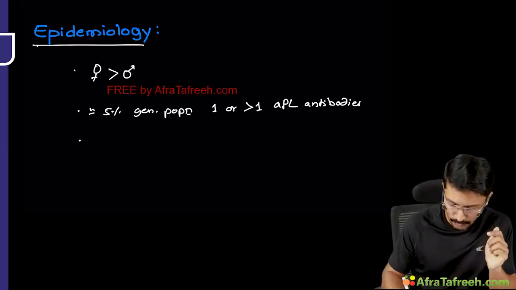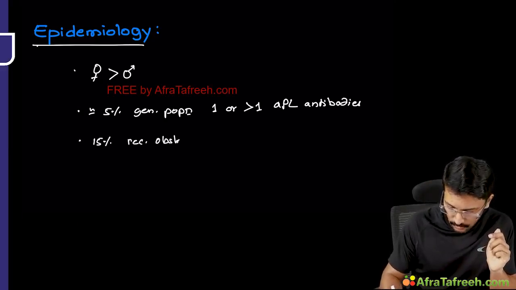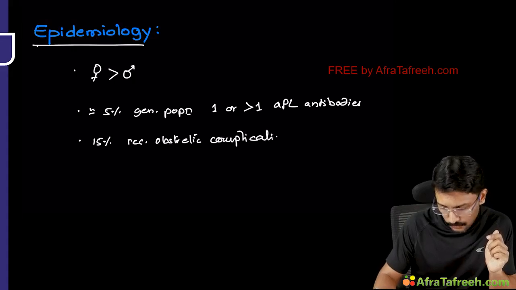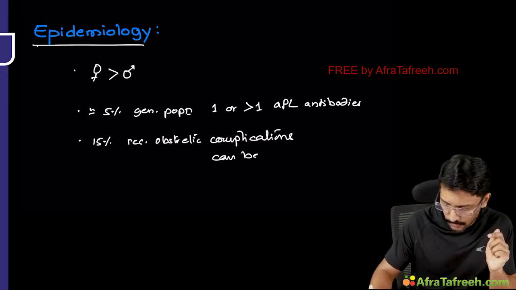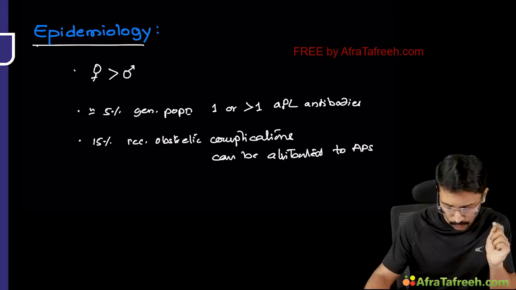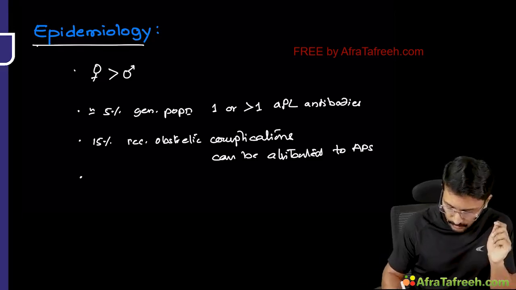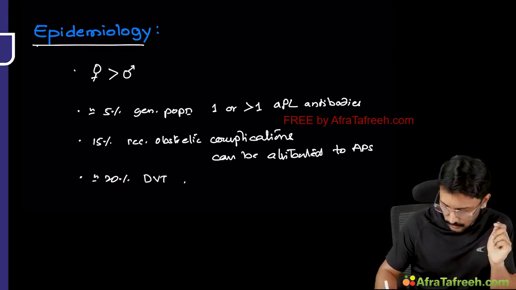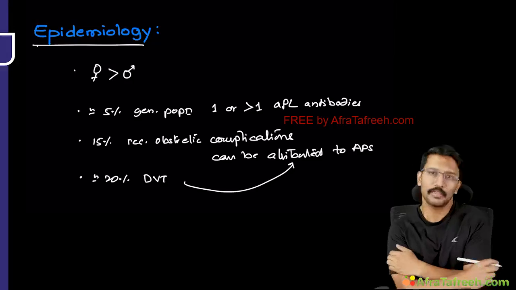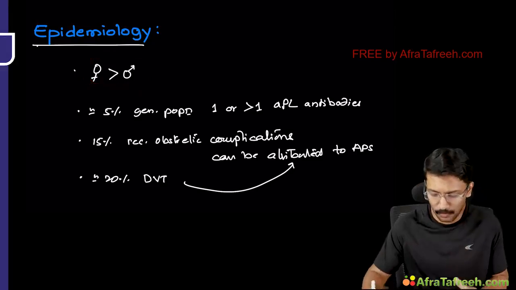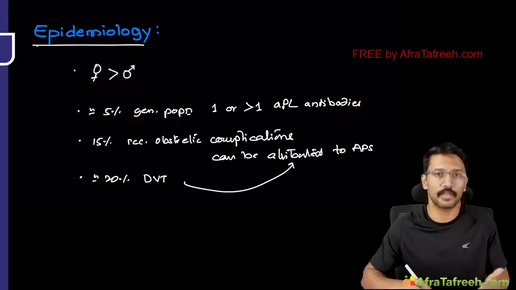Then you have to also remember that 15% of recurrent obstetric complications can be attributed to APS. You should also remember that close to 20% of deep vein thrombosis cases can also be attributed to antiphospholipid syndrome. So the points to take home: females are more likely to be affected, and you might have antibodies, and that does not qualify to be called antiphospholipid syndrome.